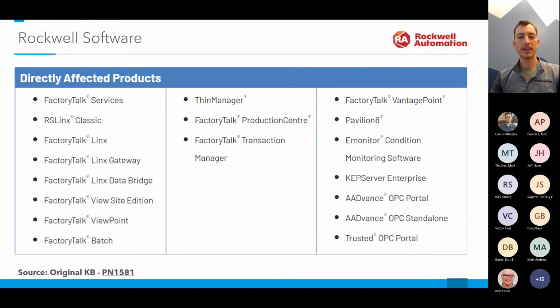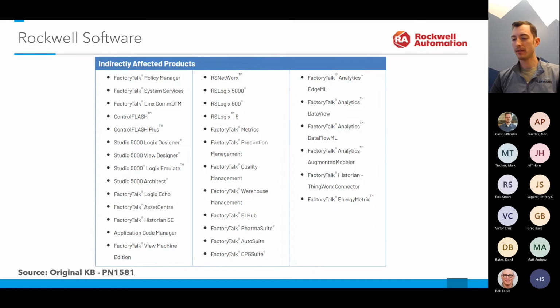So again, for some of them, Rockwell didn't really detail how and why it might break, but they released these lists. To that effect, this indirectly affected products list is a lot larger, and it includes some of the more common software products that, if you're familiar with Rockwell, you probably use, like Studio 5000, Logix Designer, or RSLogix 5000.